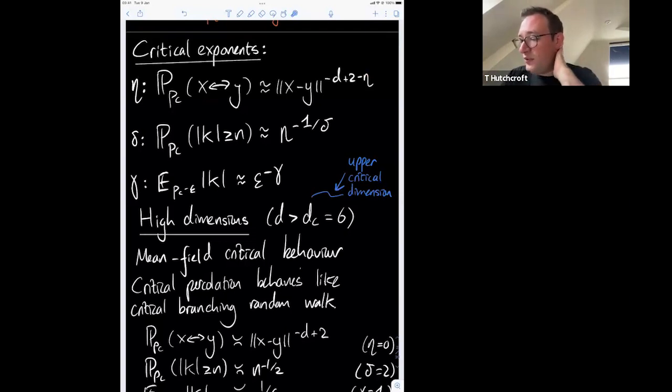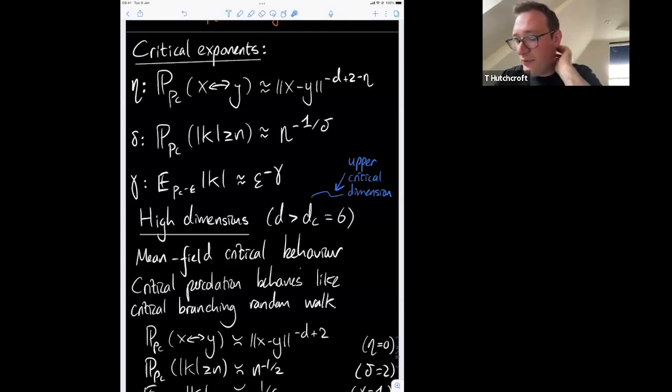The reason it's written this way is that in high dimensions, you expect that the connection probabilities decay like the Green's function, and the Green's function decays like minus d plus 2. So eta equals 0 is like Green's function decay. So eta is like the correction to having Green's function like decay.